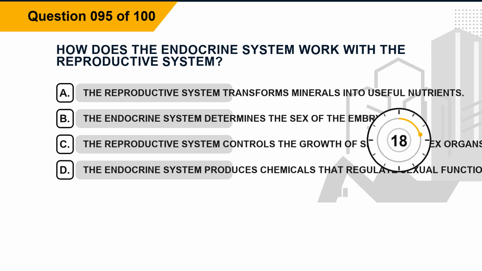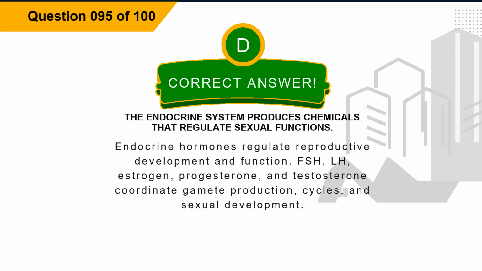Question 95. How does the endocrine system work with the reproductive system? Option A. The reproductive system transforms minerals into useful nutrients. Option B. The endocrine system determines the sex of the embryo. Option C. The reproductive system controls the growth of secondary sex organs. Option D. The endocrine system produces chemicals that regulate sexual functions. The correct answer is option D. The endocrine system produces chemicals that regulate sexual functions.